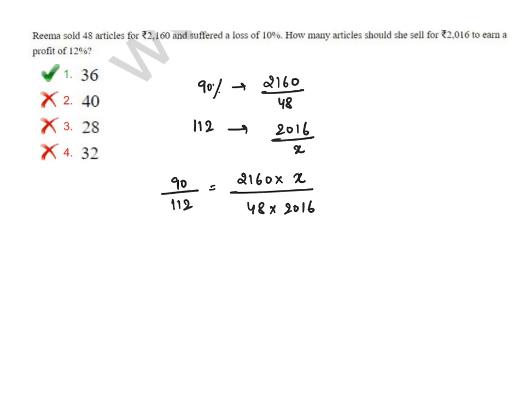Now just try to cancel it. 0 0 cancel. This is 24. 24 ones are 24, twos are 2, ones are 2, 56 are. Now X is equal to 2016 by 56. 56 36s are 2016. So the answer is 36.